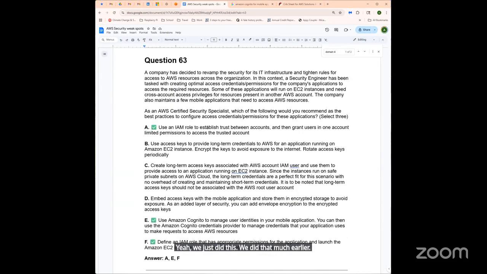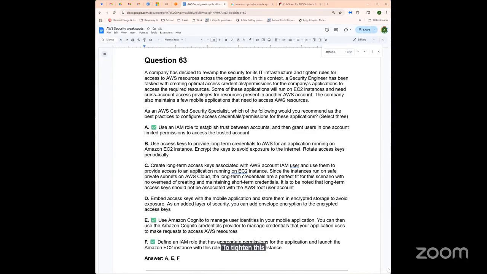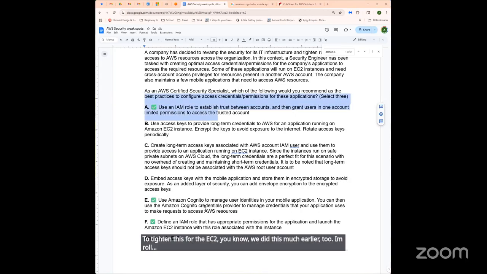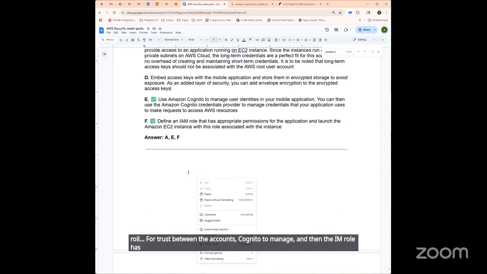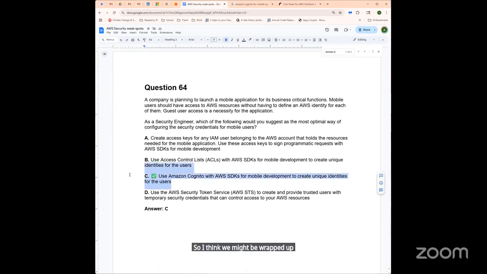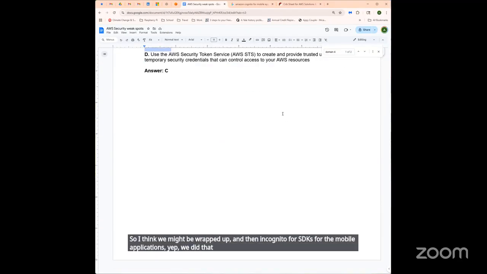And then a company decided to revamp the security, to tighten this for the EC2. Yeah, we did this much earlier too. IAM role for trust between the accounts, Cognito manage, and then the IAM role has sufficient permissions. Yep, we did that. So I think we might be wrapped up. And then Cognito for SDKs for mobile applications. Yep, we did that. So we're done for this section.